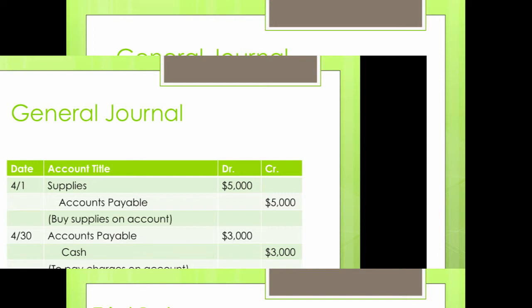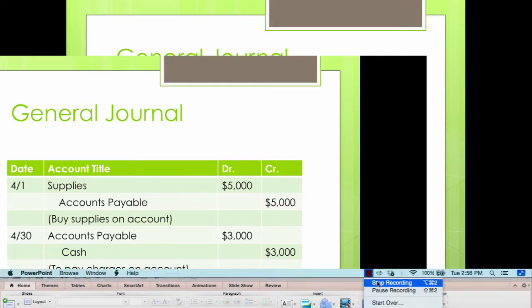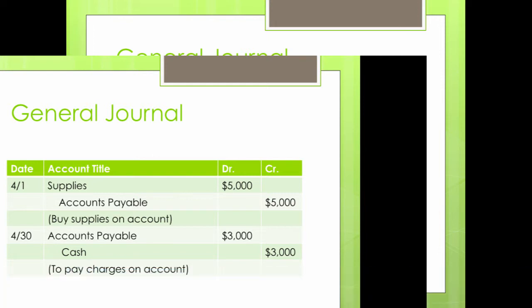And then you add a little blurb in parentheses to describe why that transaction was made. In this case, to pay charges on account. And you continue doing that depending on the number of transactions that you need to journalize.